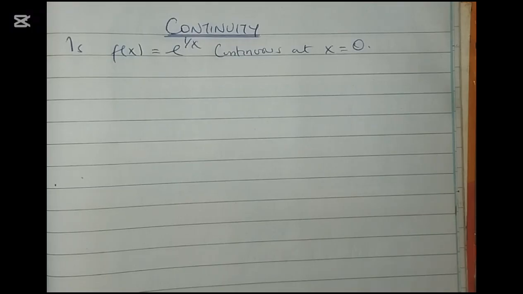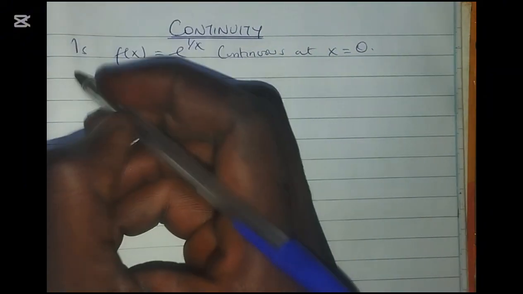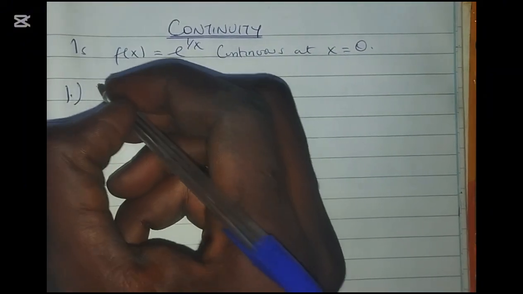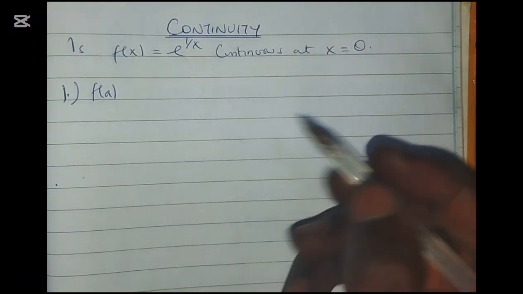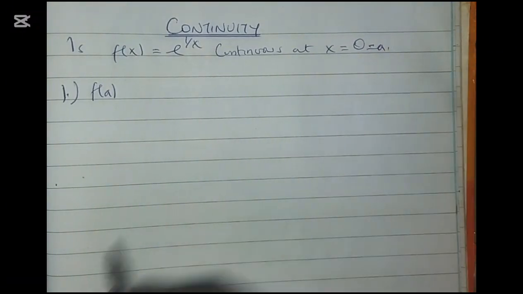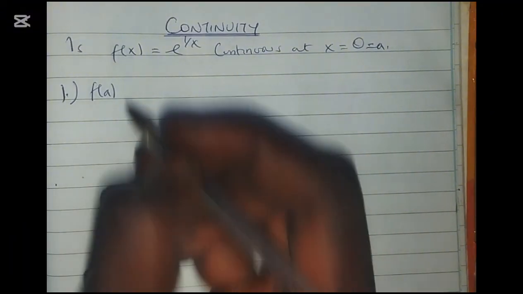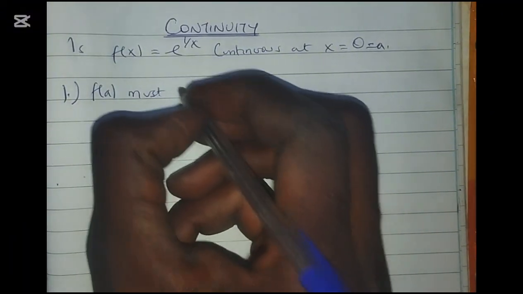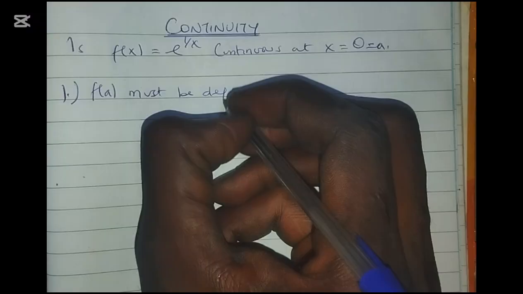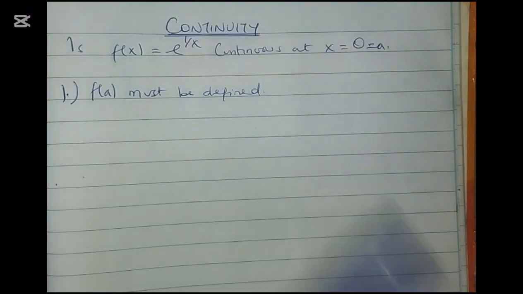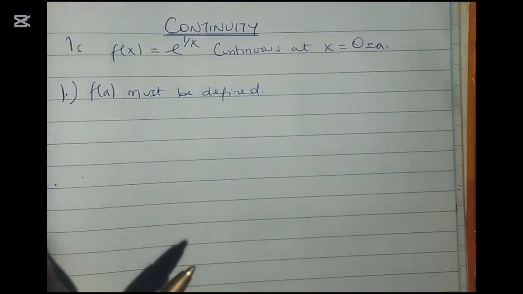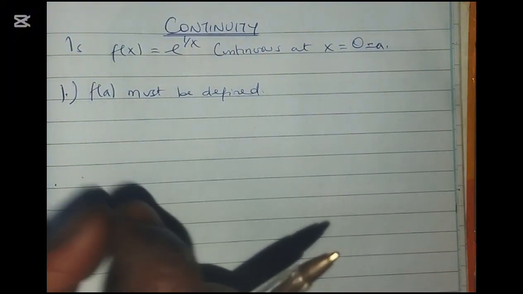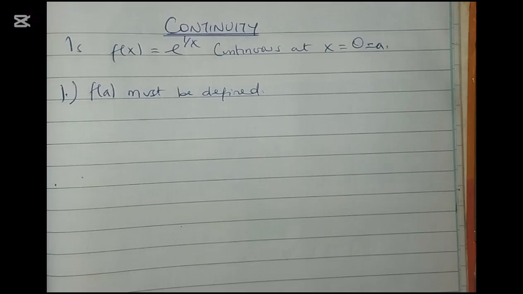From our previous lesson, we have three conditions for this. The first one says that f of a must be defined at x equals a. Defined means the function must exist at x equals 0, or a equals 0.